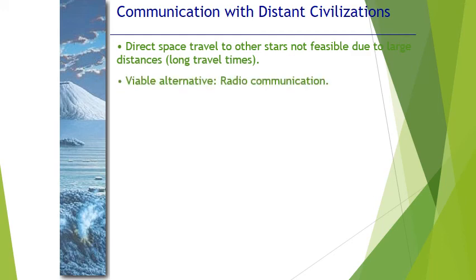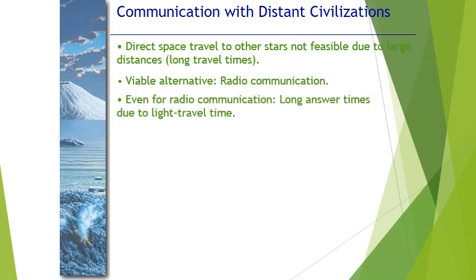So the alternative then is to use radio waves, which travel at the speed of light. And so essentially we can either broadcast or we can listen or we can do both. Those are the ideas behind things like SETI, the search for extraterrestrial intelligence, where we're doing more listening than we are sending. And then there's also BETI, broadcast to extraterrestrial intelligence.